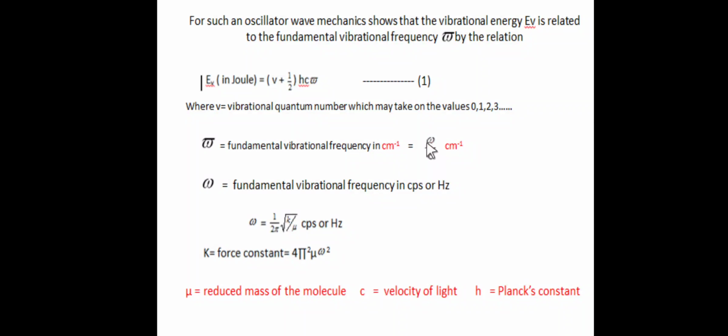So, here what is the omega? Omega is the fundamental vibrational frequency in cycles per second or hertz, and C is the velocity of the light. So, omega bar is equal to omega by C. From this equation we can find out the omega.